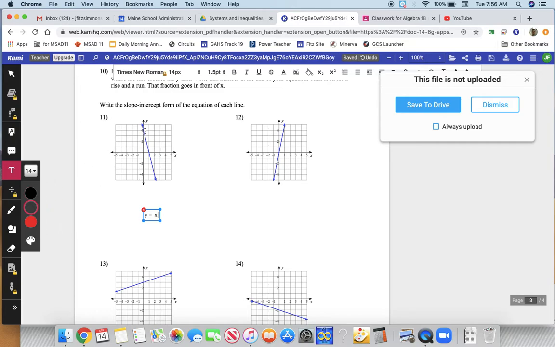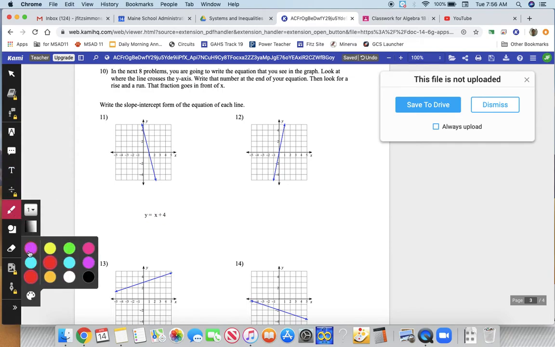So when I go up and I look at the y-axis, I can see the lines crossing at positive 4. So I'm just going to put that in at the end. And then I'm going to go back and try to find another point that looks like it's clean in my graph. So I had this one, which was at 4.